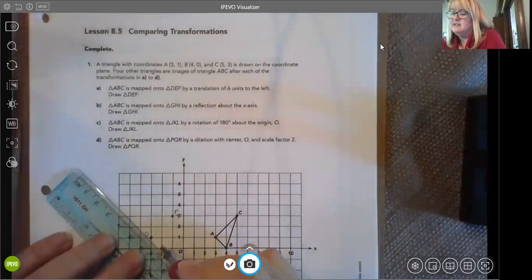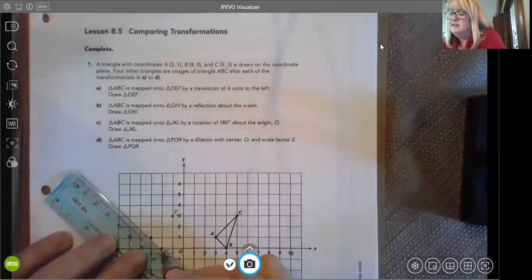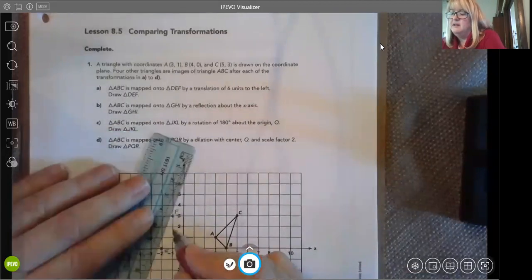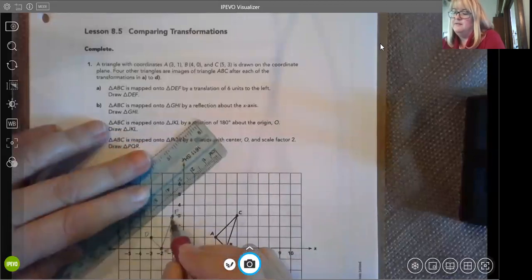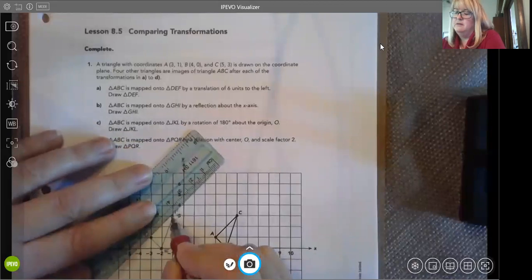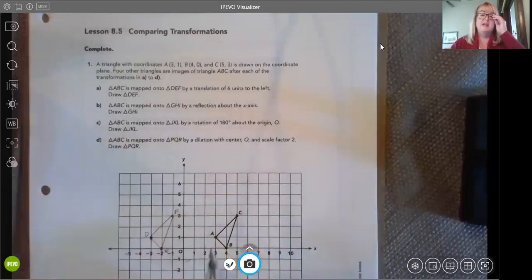So D connects to E, E to F, and F back to D. All right, so we have taken this and translated it 6 units to the left.